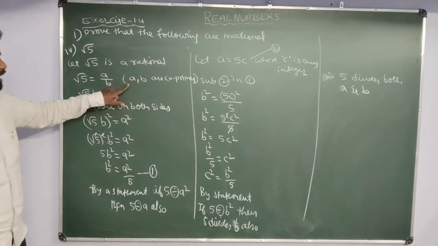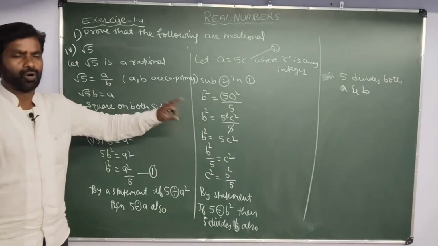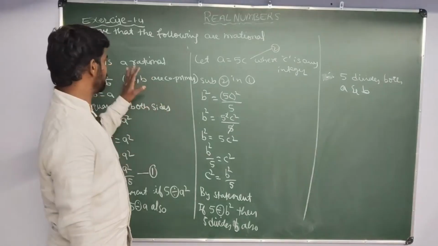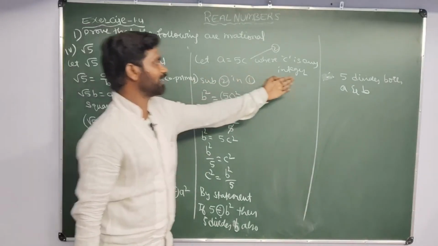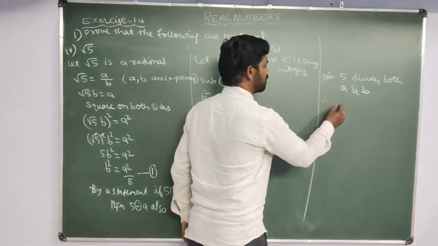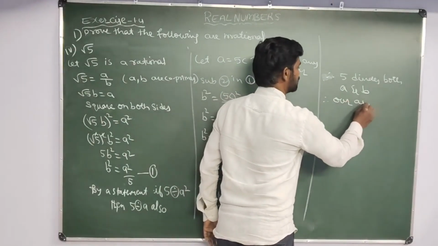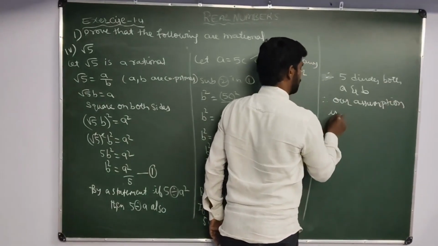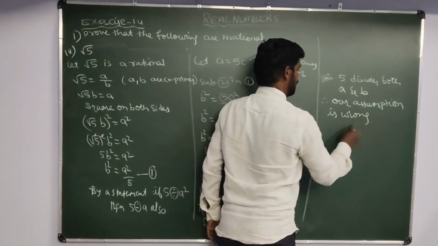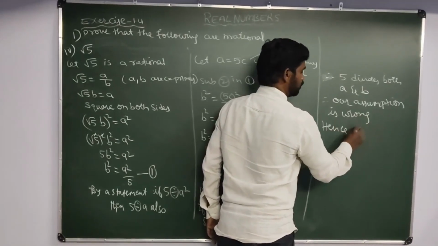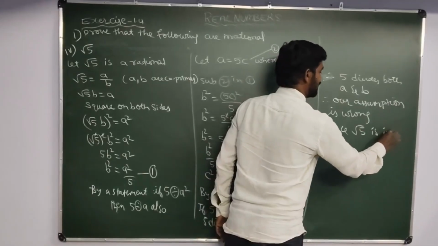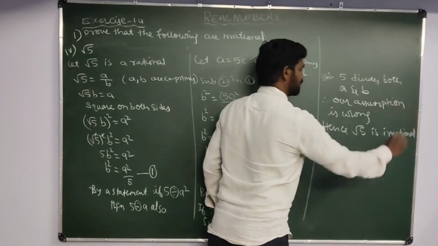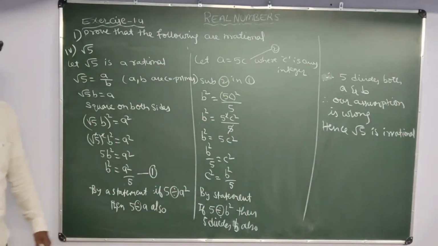But in the beginning we consider that A, B are co-primes. Only one factor, that is only one is the common factor for both. But here we are getting 5. Therefore our assumption is wrong. Hence, root 5 is irrational. So if our assumption is wrong, then the given question is correct.